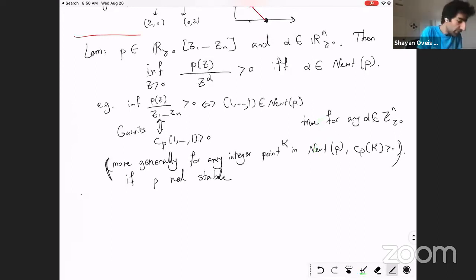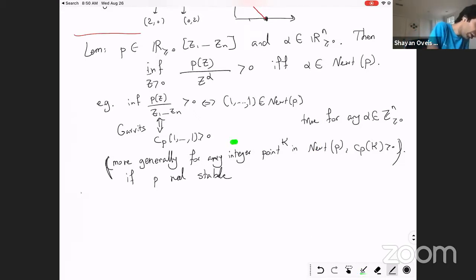Now, this is an if and only if lemma. I haven't proved the lemma yet, so let me prove it. Okay, there is a question: there are two if and only ifs. Yes, exactly. The top one holds for all polynomials. The other one holds for real stable. That's true. The lemma I've written here doesn't need any assumption on the polynomial P. Thanks for the clarification.